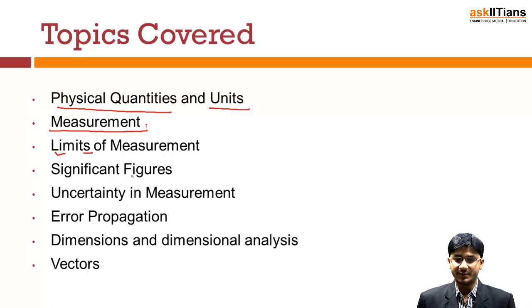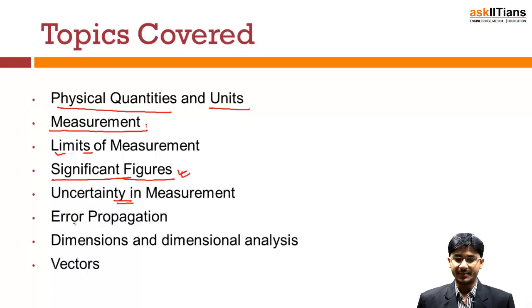Then we have significant figures. When we denote a physical quantity like a force or a mass or a velocity, we denote it in terms of the magnitude, the scalar quantities. How significant those figures are, the way they are measured and given, we will deal with in this subtopic. Then we will deal with the uncertainty in measurement, the uncertainties that we cannot remove. We will address those concerns here. Then we will move to error propagation, where we will see how the error that we take while measuring manifests in later measurements.